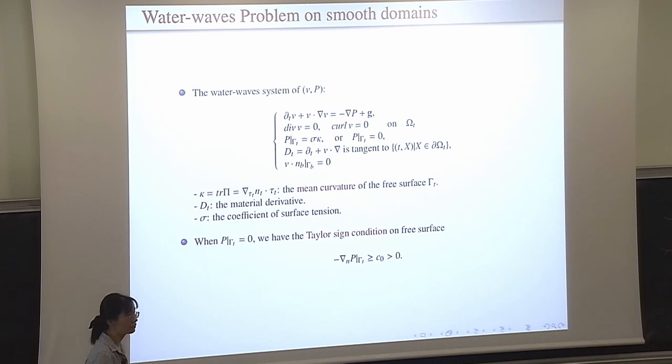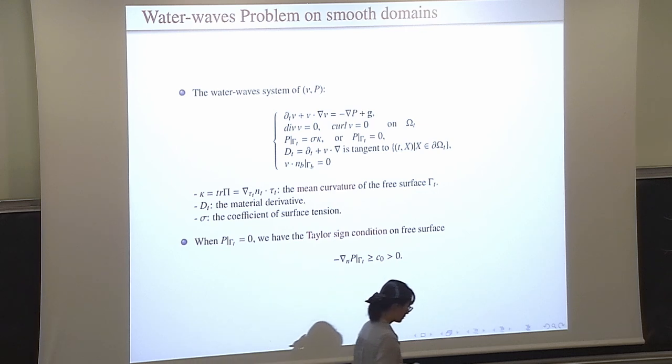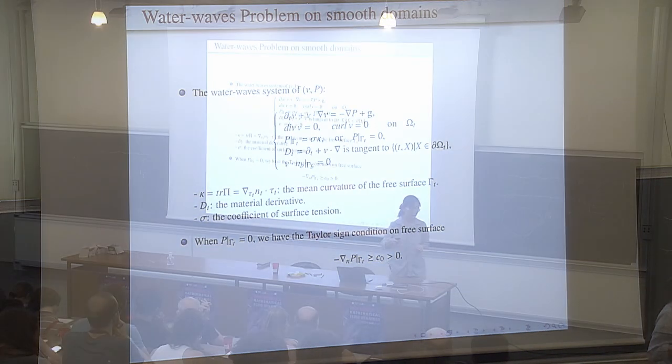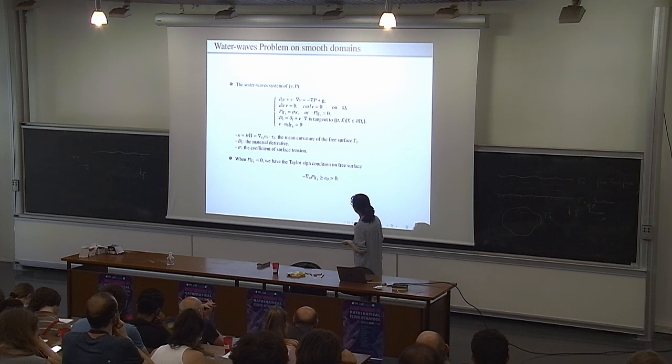They have talked about these results before. I will just repeat the equation here. The fourth condition is the kinematic condition, and I just wrote it in this form: the material derivative is tangent to the free surface. And you can see it in some other equivalent forms. This kinematic equation means that the fluid particle flows along the free surface. So I use the material derivative here. Kappa is the mean curvature of the free surface.